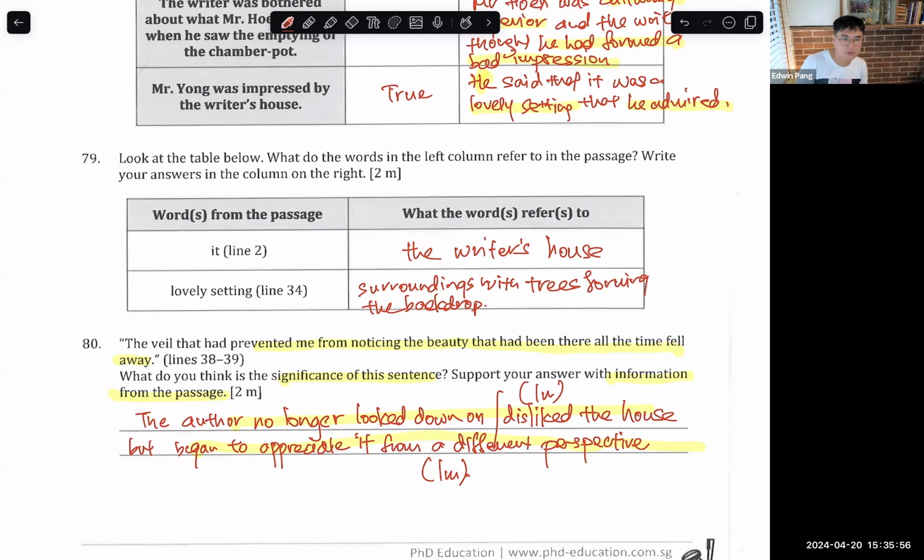Okay. Is the writer a girl or a boy? Actually, I'm not too sure. Yeah, I think it's a girl, right? I think there are some pronouns in the story that indicate that she's a girl. Okay, yeah.